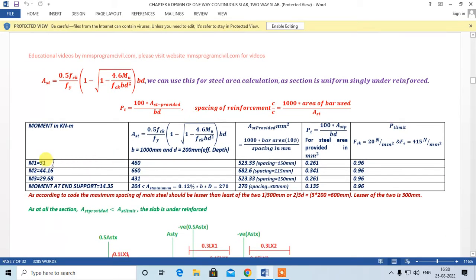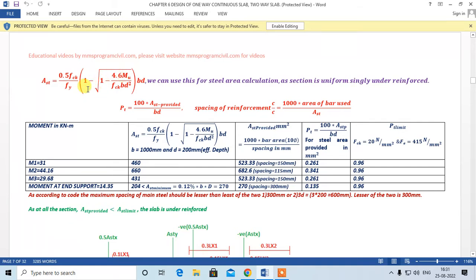Okay, so this is the table. M1 is 31, M2 is 44.16, M3 is 29.68, and the moment at the end support is 14.35. So you can find the steel AST, the tensile steel, by using this formula. This formula is applicable to all rectangular singly reinforced sections. So we know that our slab is a rectangular section, and we are assuming that it is going to be underreinforced, and we'll check whether it is underreinforced or not.